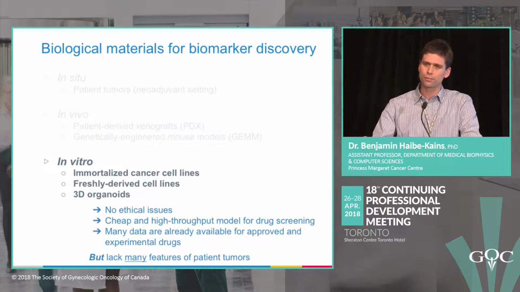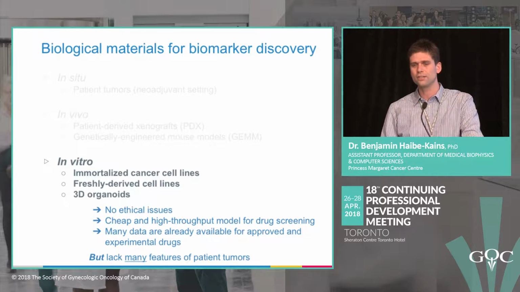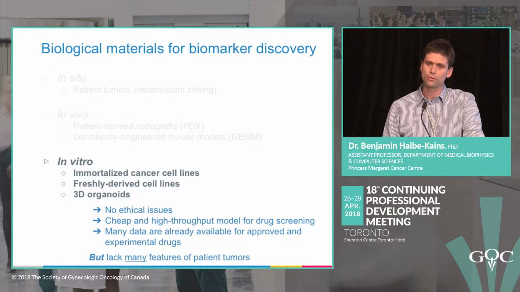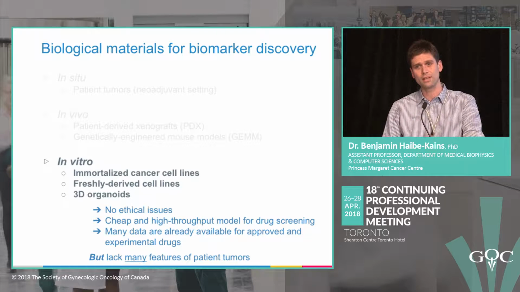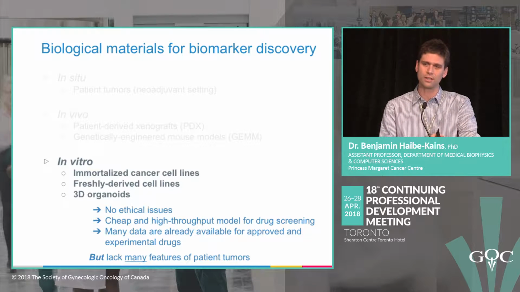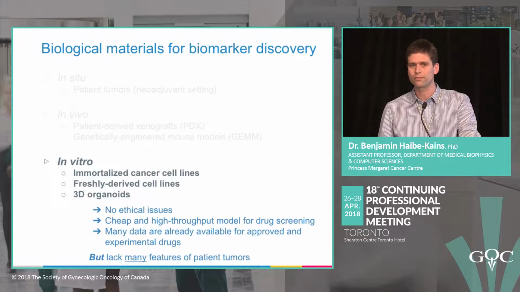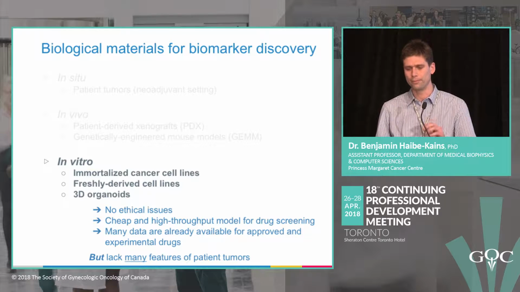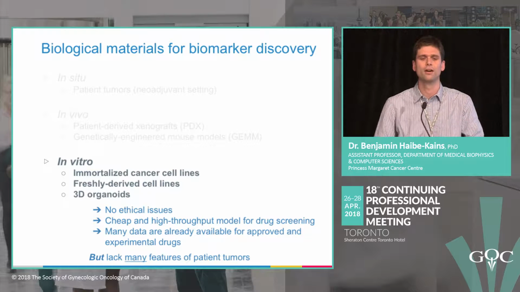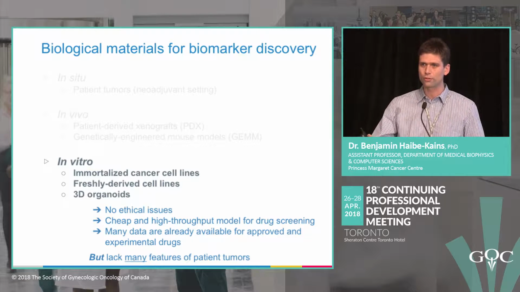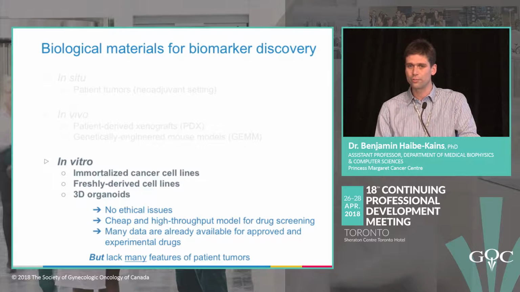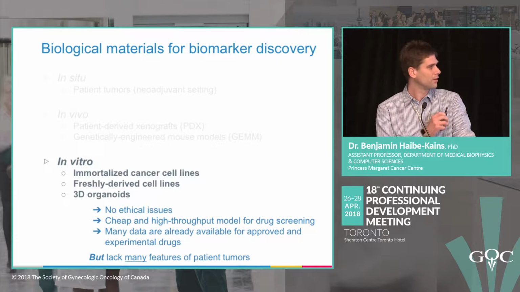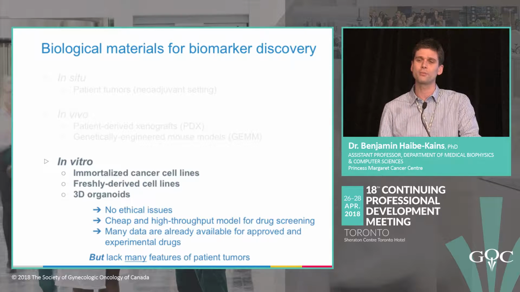You can really do high-throughput drug screening. We have robots to do that. They are easy to handle. It's relatively cheap to do so. You have almost no ethical issues. The big issue is that they lack many features that are present in the patient tumors. They lack the microenvironment. There is no functioning immune system. They grow very fast. They tend to drift over time genetically. So there are a lot of drawbacks regarding those models. However, you get tons and tons of data. So I'll show you how you can use those data to find biomarkers.